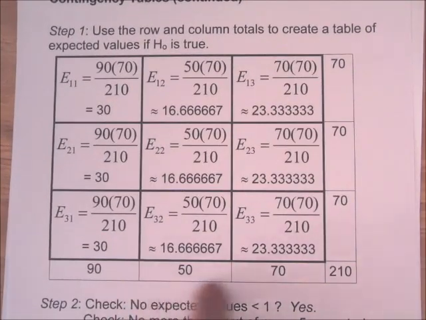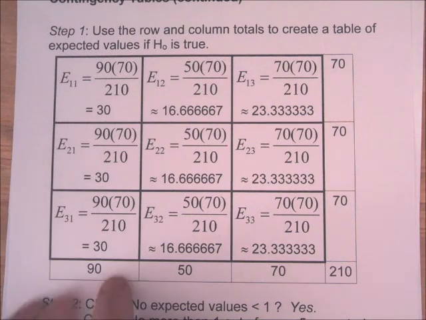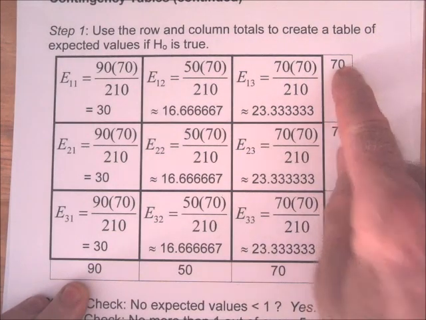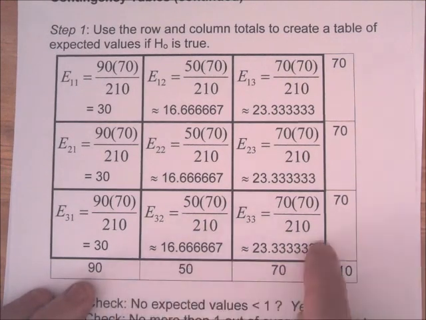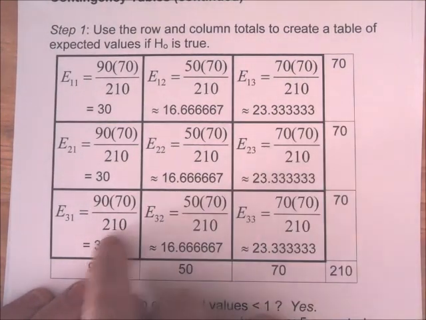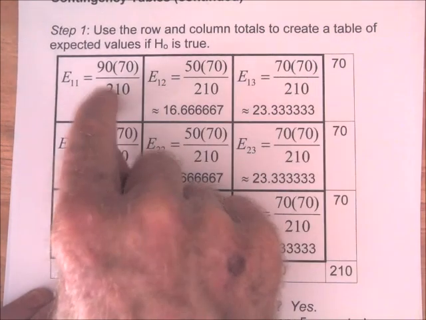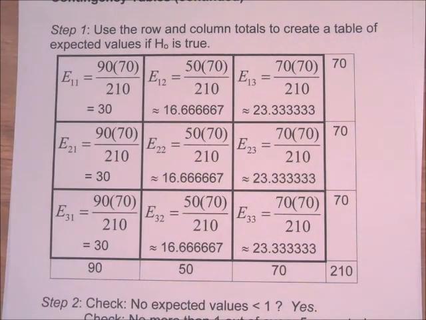So I'm putting the same column totals and row totals from the observed chart, and then to get the expected values, we multiply the column total times the row total divided by the grand total. This may remind you of probability when events are independent. When we're using a box to create probabilities, if they're independent, we can multiply the row times the column to get what's inside the box. So this is the same idea.